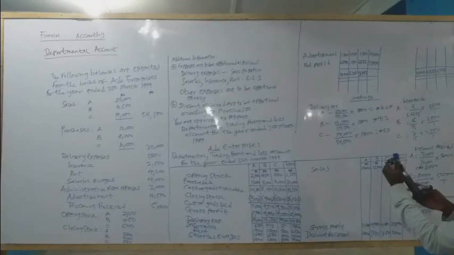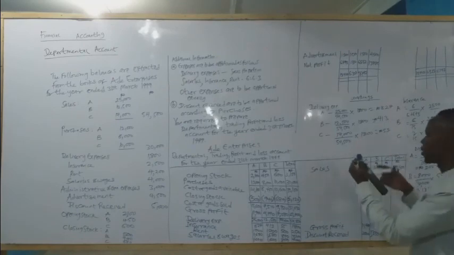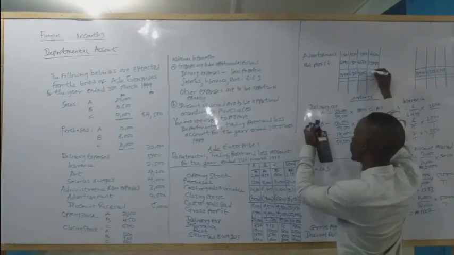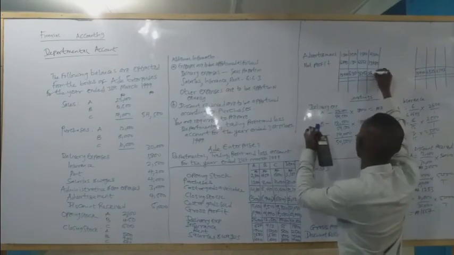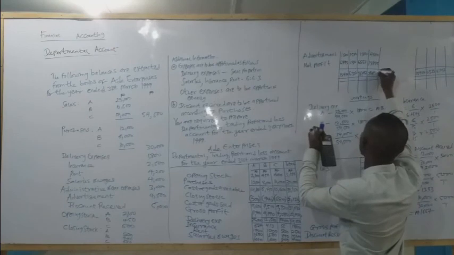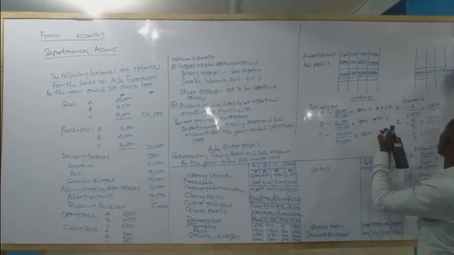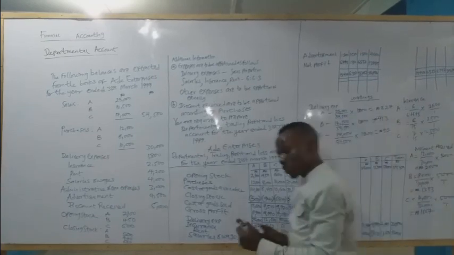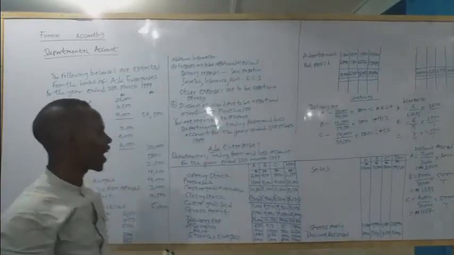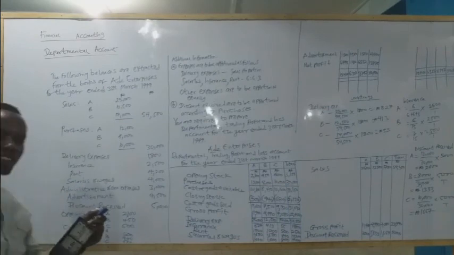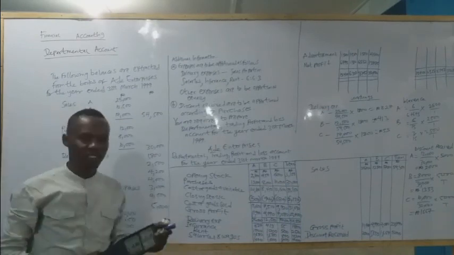So our total here will then be 6,323 plus 8,747. Then our total profit for all the departments now is 28,470. So that is what departmental accounting is, done and dusted. Yes. Thank you.